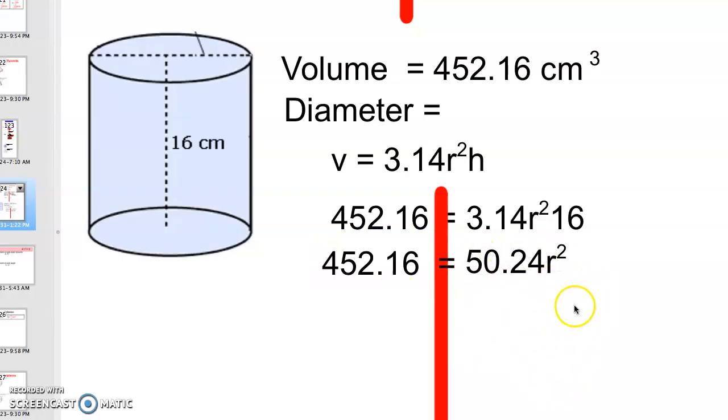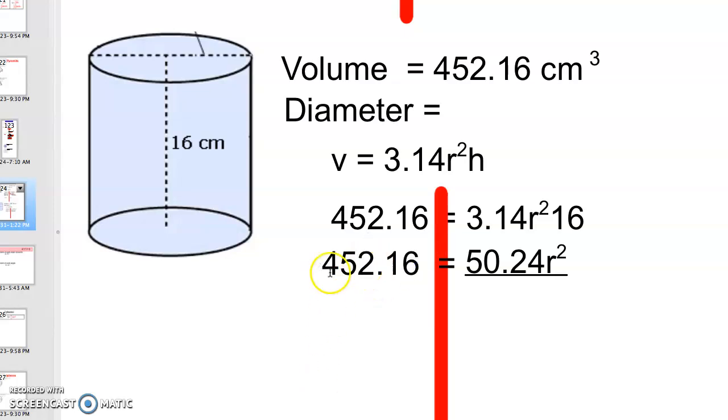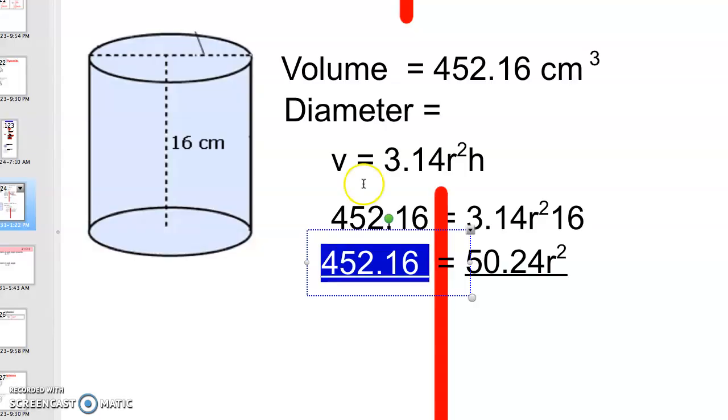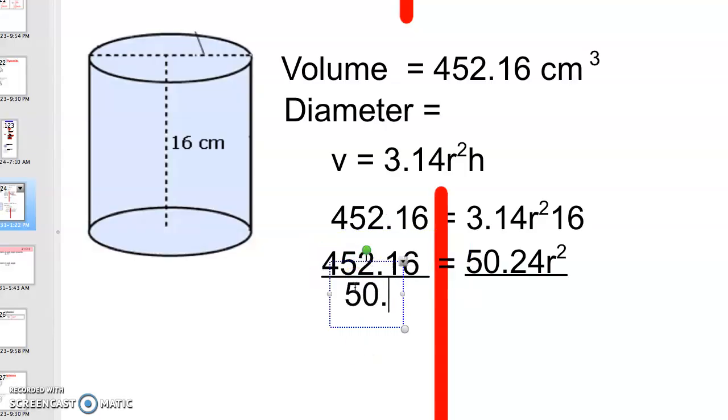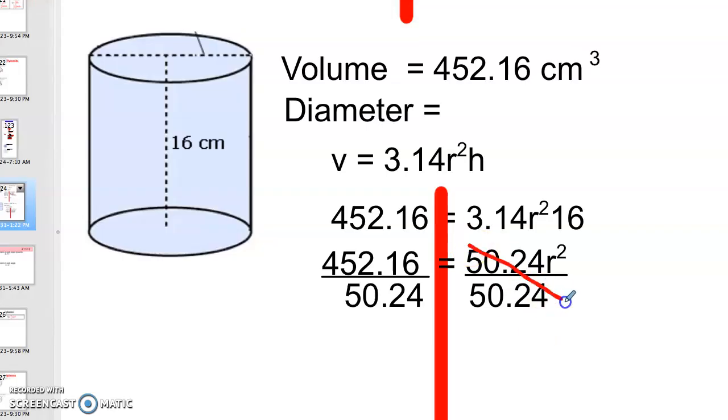All right, next I'm going to start to isolate my variable. So I have to divide both sides by 50.24. The opposite of multiplication is division, so I'm going to divide here. When I divide, that cancels, right? 50.24 divided by 50.24 is 1, so that's left with 1r squared, which is what we want. Then I'm going to pick up my calculator and do 452.16 divided by 50.24, and I get 9.